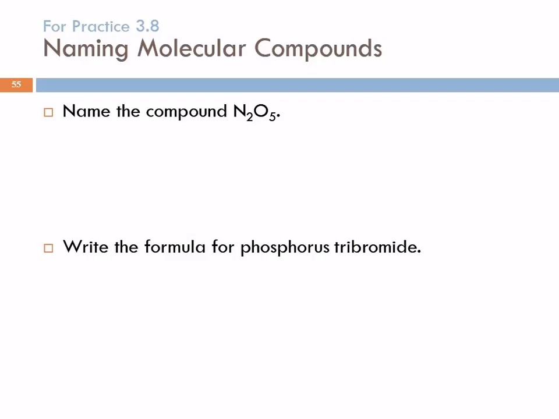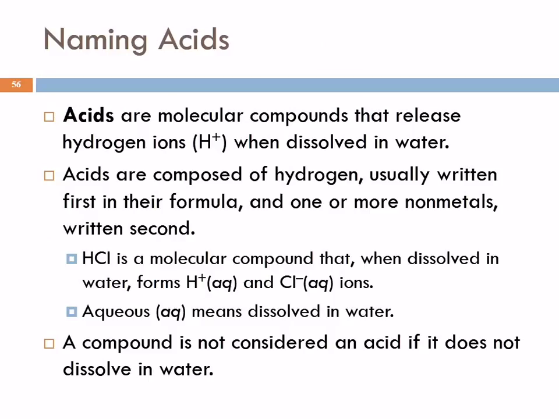I feel like there's a missing slide, but there doesn't seem to be. Oh well. Another category is acids. There are different definitions for acids. What we're going to use right now is this one. Acids are molecular compounds that release hydrogen ions when dissolved in water.